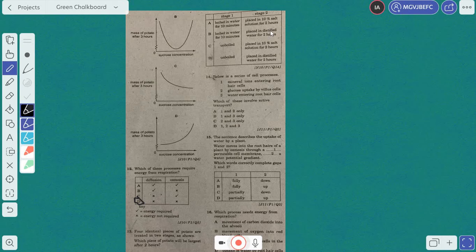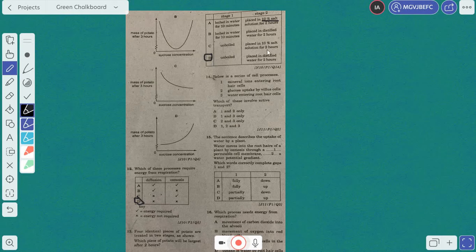Same thing happens in B, and then it is placed in distilled water for 2 hours. This should gain more. The reason is that the one in A has 10% salt, thereby lowering its water potential. Now, the best ones are C and D because they're unboiled and have not lost any water. So it's D.